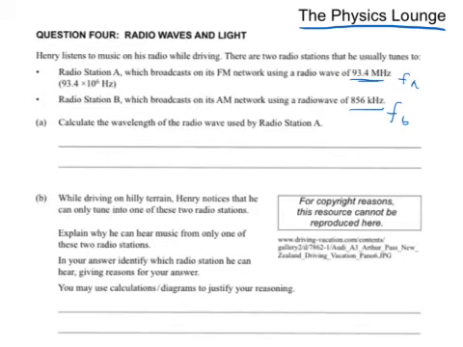Okay, now it may seem like we've got something missing here. We have the frequency. In this case, for radio station A, it's 93.4 MHz, or 93.4 times 10 to the 6 Hertz, as it says up here. So we've got the frequency, and we're asked to find the wavelength, but it seems like we're missing the speed. So what is the velocity of this wave? Can we work it out anywhere? The answer is yes, we can work it out.